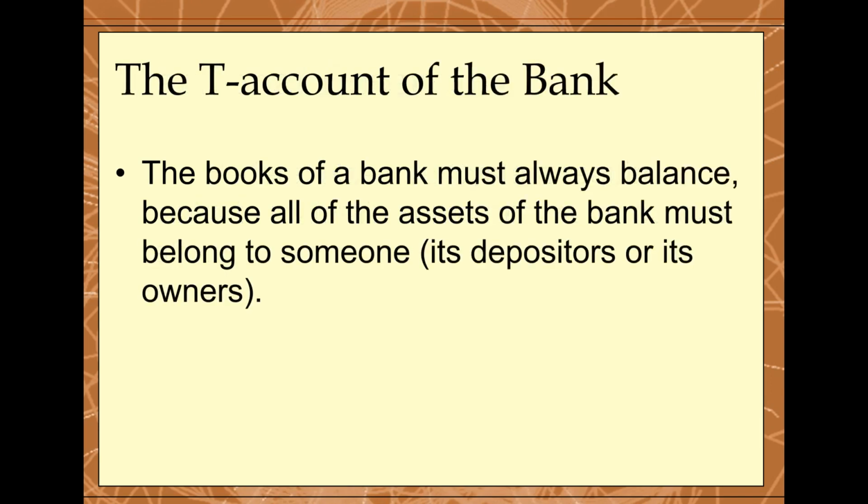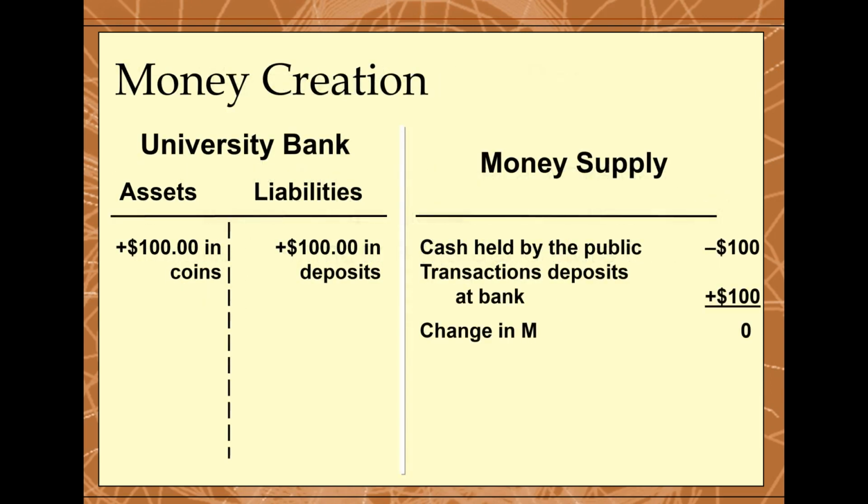So the books of the bank must always balance. That's why we call it a balance sheet, because all of the assets of the bank must belong to someone else, in this case, depositors. Now, let's look at this. Over here, you see this is a balance sheet. And here we're tracking the change in the money supply.